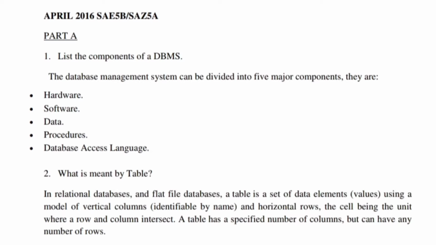What is meant by table? In relational databases and flat file databases, a table is a set of data element values using a model of vertical columns identifiable by name and horizontal rows, the cell being the unit where a row and column intersect. A table has a specified number of columns but can have any number of rows.